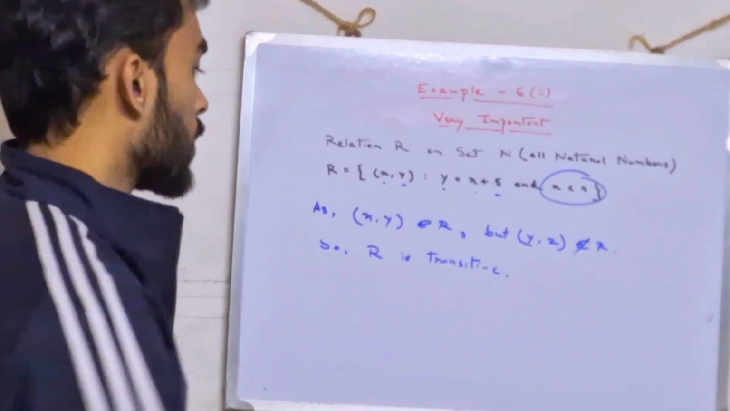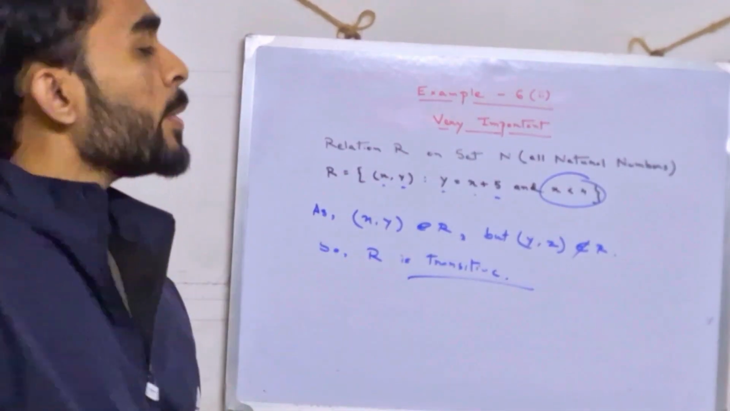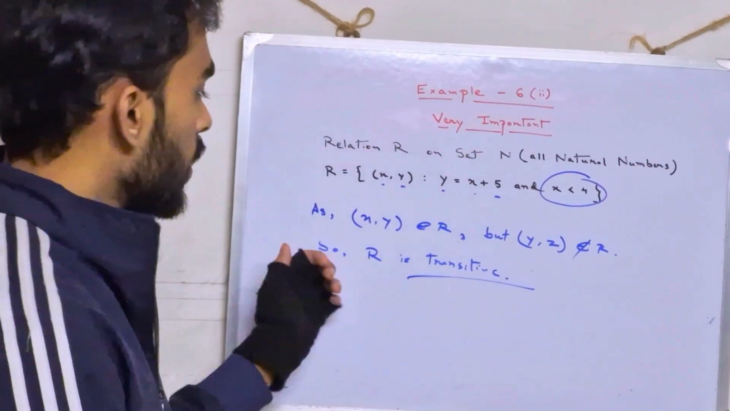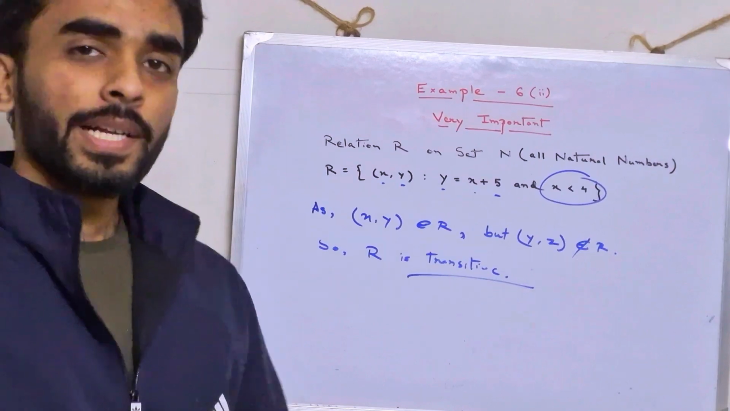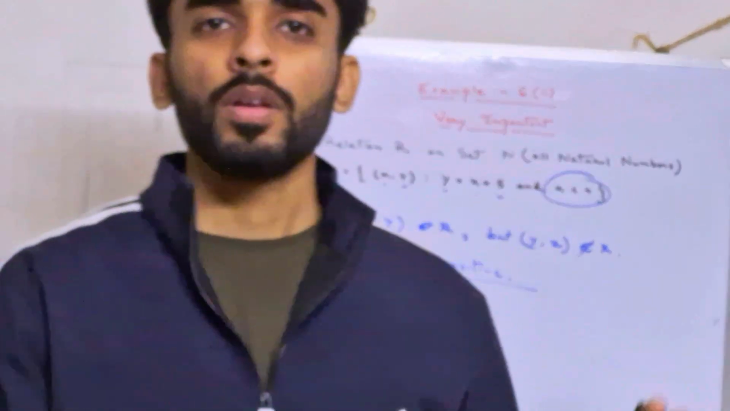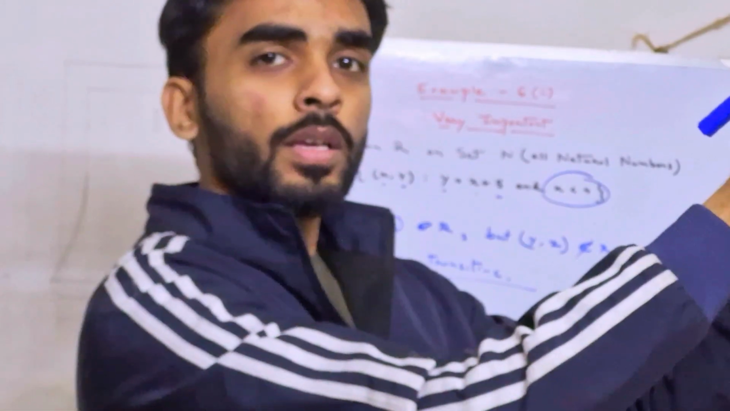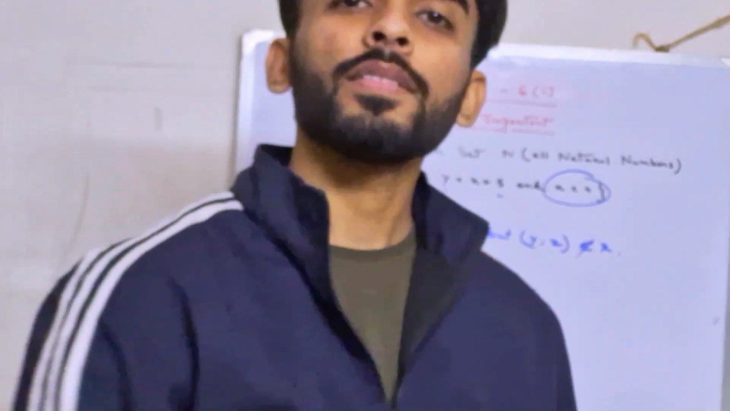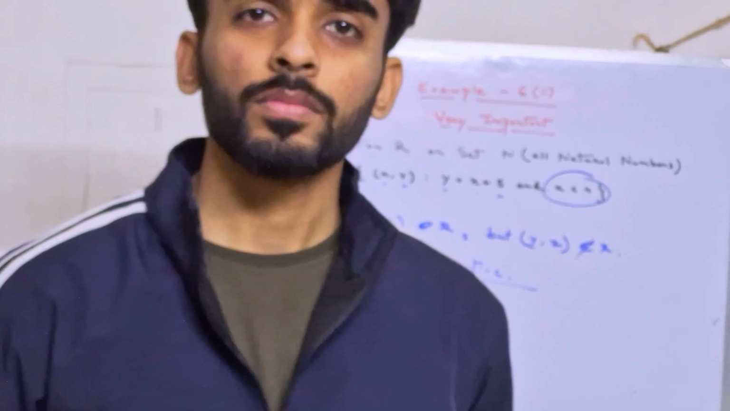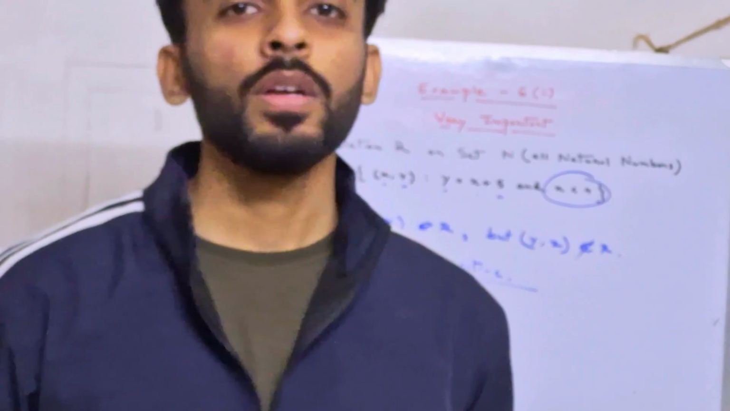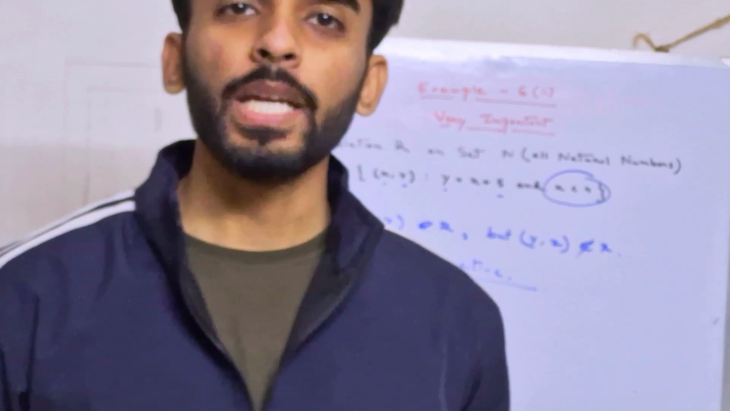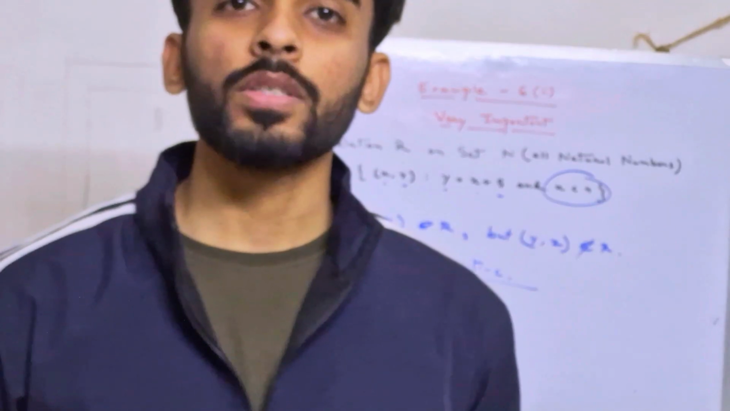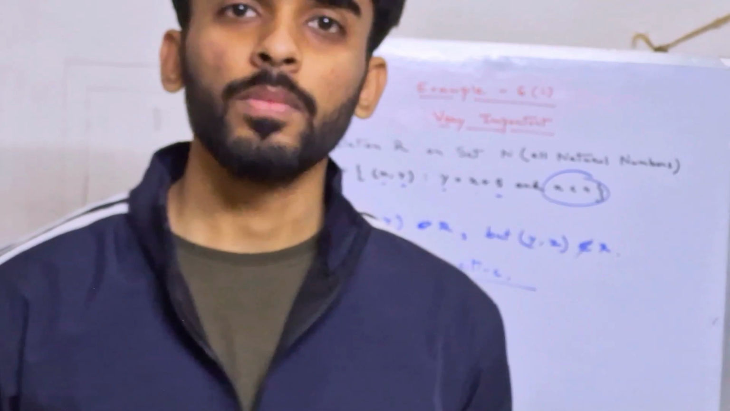Look how I wrote this. As x comma y belongs to the relation, but y comma z does not belong to the relation, therefore R is transitive. Simple thing to remember, guys. X comma y is present, but y comma z is not present. Then we can say it is transitive. That is a simple condition that you can remember while attempting questions in exams. Okay? Remember this, guys. If this type of question comes in exam, don't get fooled. Bye.